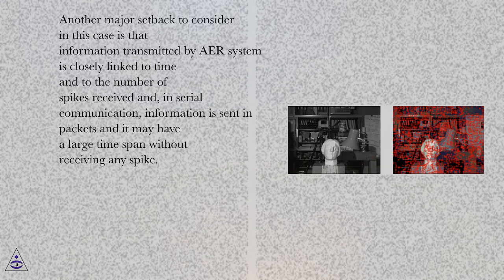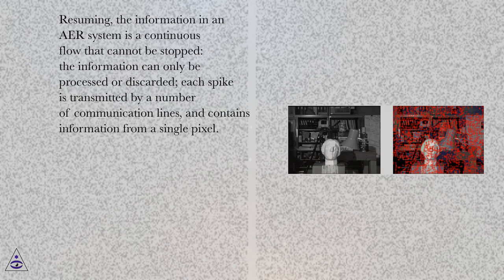Another major setback to consider in this case is that information transmitted by an AER system is closely linked to time and to the number of spikes received, and, in serial communication, information is sent in packets and it may have a large time span without receiving any spike. Resuming, the information in an AER system is a continuous flow that cannot be stopped, the information can only be processed or discarded. Each spike is transmitted by a number of communication lines, and contains information from a single pixel.